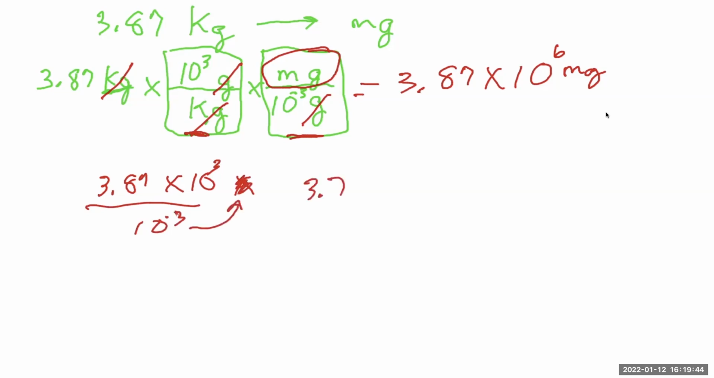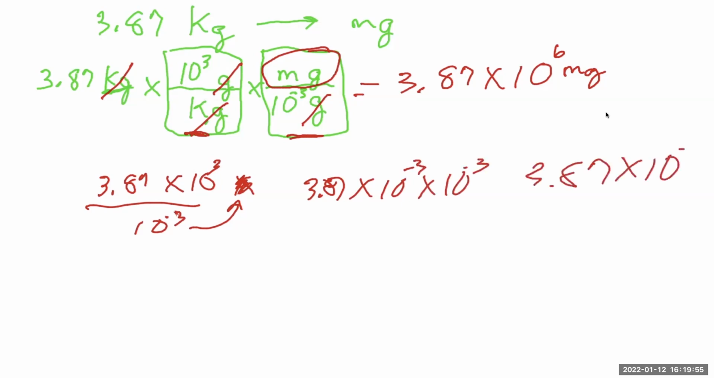So this becomes 3.87 times 10 to the negative 3 times 10 to the negative 3, which is 3.87 times 10 to the negative 6. Whenever you bring up an exponent, you change the sign. When we multiply exponents, we just add the exponents together. And if it's a division, we bring it up and we just change the sign on it. I changed the sign. Whoops. I wrote those wrong. That's supposed to be positive. I'm sorry, I brought that up wrong.